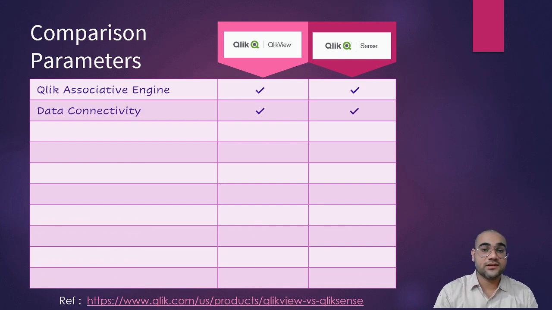The next feature is data connectivity. Both tools, ClickView and ClickSense, are capable of connecting to any kind of data source, be it your ERP, be it your CRM system, be it your cloud-based system, or be it your ODBC, OLEDB supported system, or it can be your flat files.